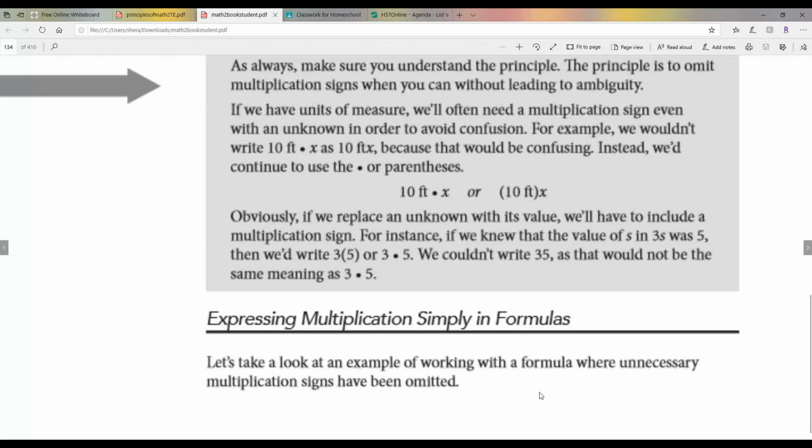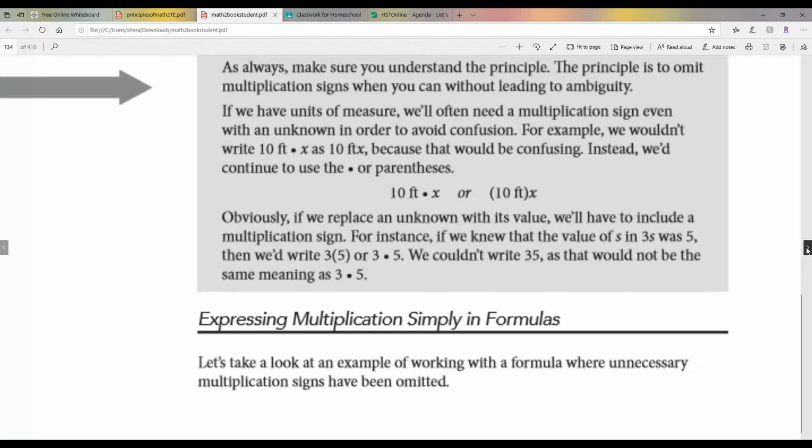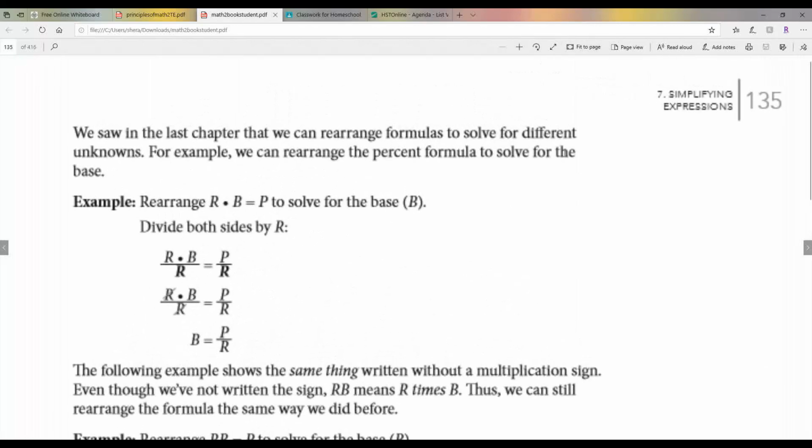Now we're going to take a look at an example of working with a formula where unnecessary multiplication signs have been omitted. So let's look at this page. We saw in the last chapter that we can rearrange formulas to solve for different unknowns. For example, we can rearrange the percent formula to solve for the base. Remember, rate times base equals percentage. To solve for b, the base, in order to do that, you want b by itself. So you divide both sides by r, as they did here.